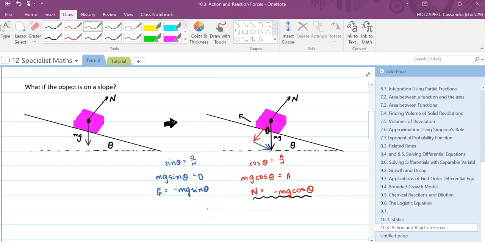So depending on what we're trying to find, whether that be the frictional force, the normal force, or trying to find forces that are parallel to our particular object, that will change the way that we use these particular formulas. Let's go ahead and let's do an example.